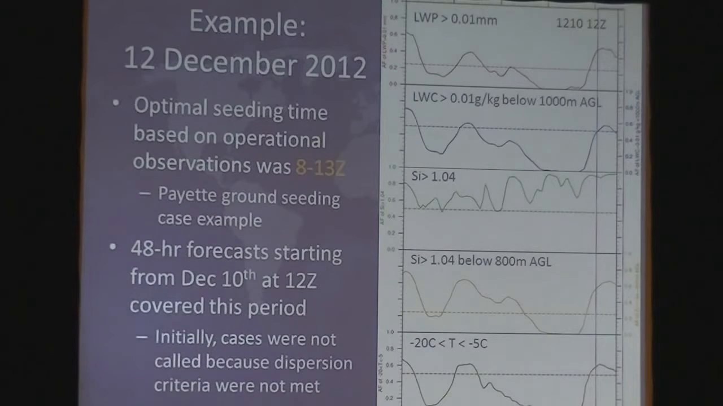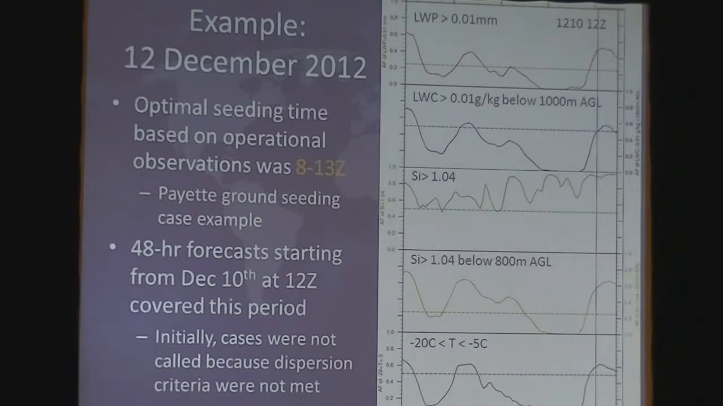So I wanted to show you a couple of examples. This first example is from December 12th, and it's a good example to walk you through how the algorithm and the forecast work well in advance of an actual case. While it was not actually seeded, it's not a real seeding case, talking to Idaho Power forecasters after the fact, they said that looking back, this 8 to 13Z time frame on December 12th would have been a really optimal seeding period. The conditions looked pretty good after all.